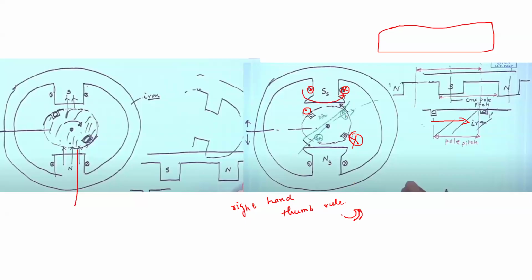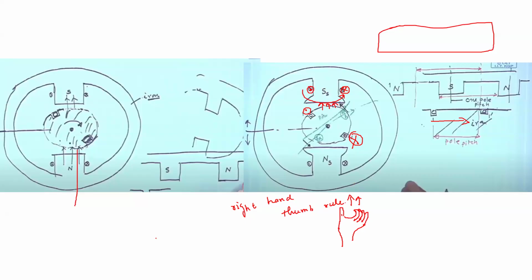So we have to curl our fingers like this. So four fingers should point like this. Then your thumb will indicate the direction of the magnetic field, right? So this is how you will see your hand if you use the right hand thumb rule. So now if you see your thumb is pointing upwards, so it means that the field lines are going upwards. So field lines are going upwards means it is entering this supposedly pole.